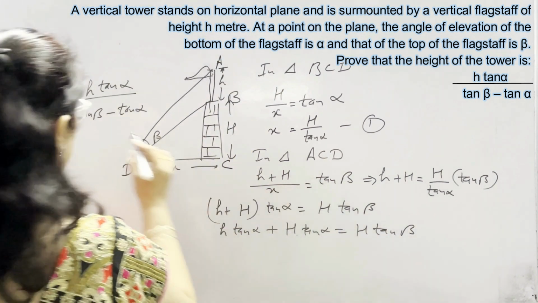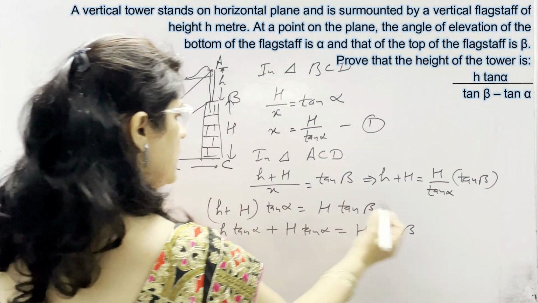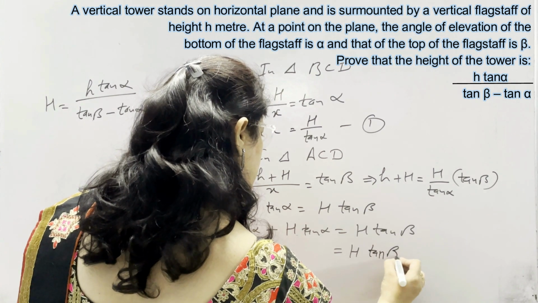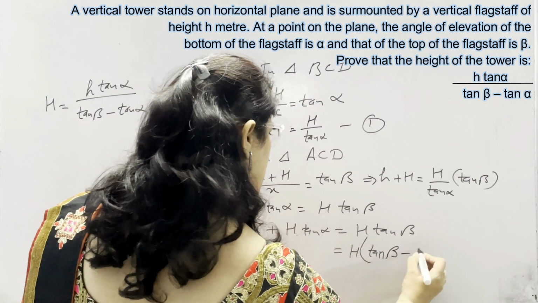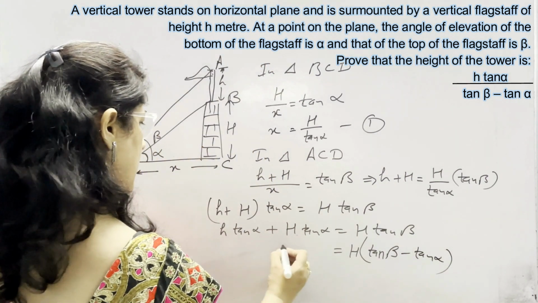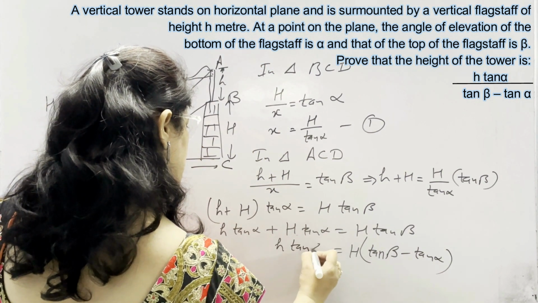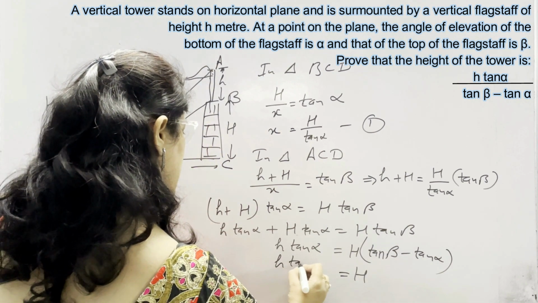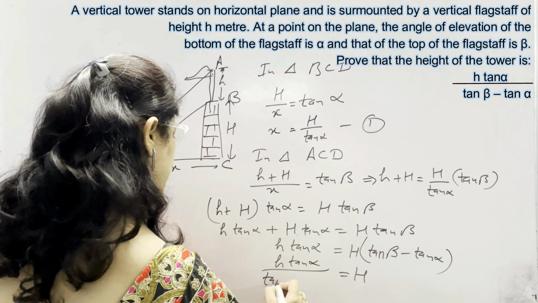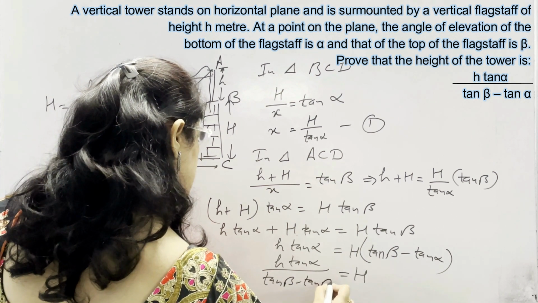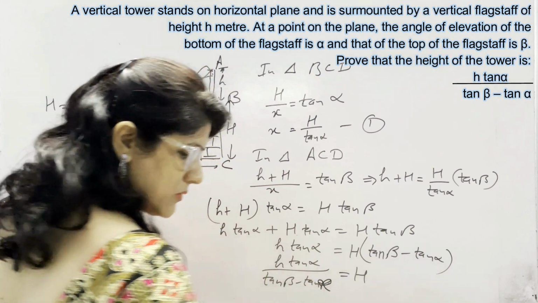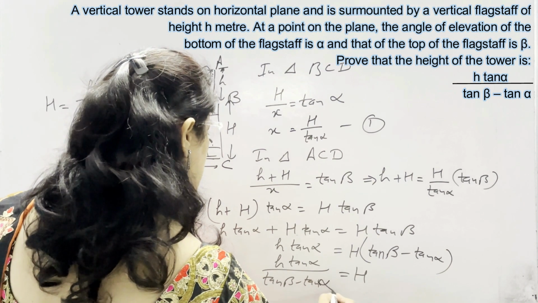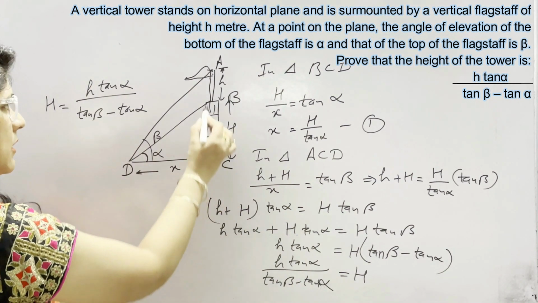We are calculating H, so we take this term to that side. H tan beta minus H tan alpha, taking H common, H times tan beta minus tan alpha. The remaining term is h tan alpha. So what is the value of H? Capital H is h tan alpha divided by tan beta minus tan alpha. So this is our required result. This is the height of the tower.